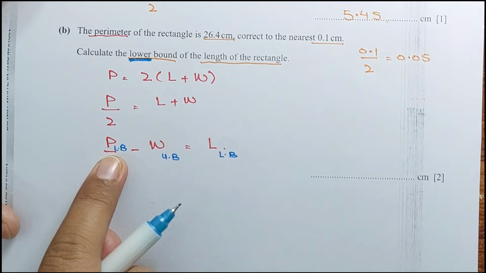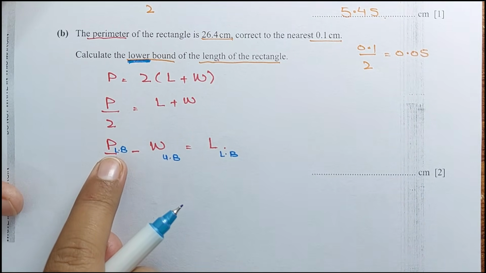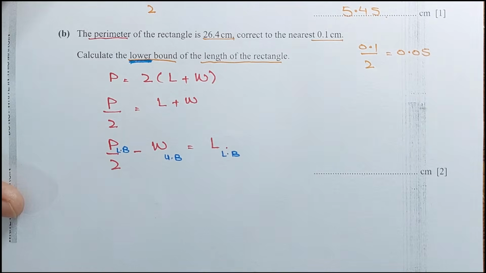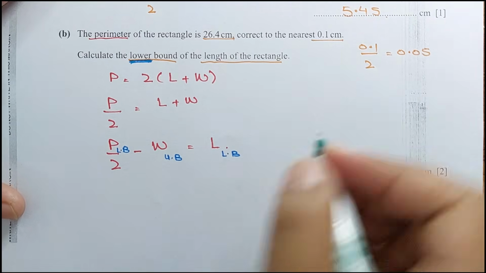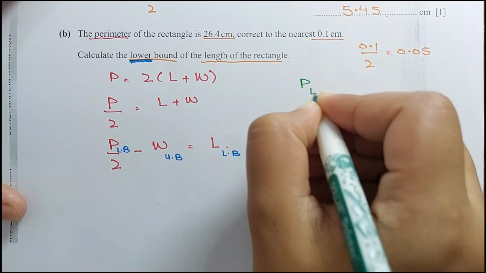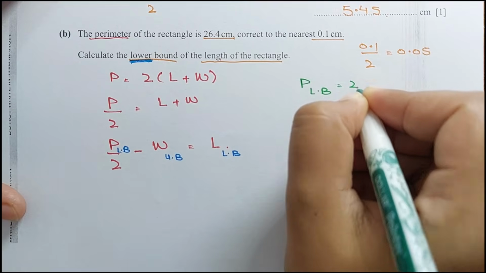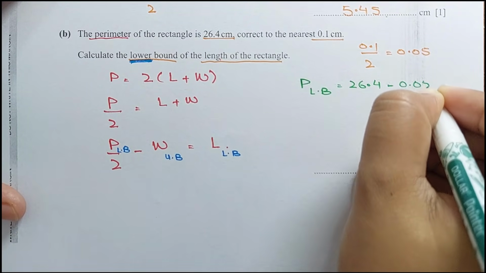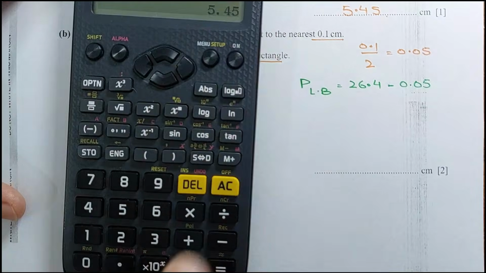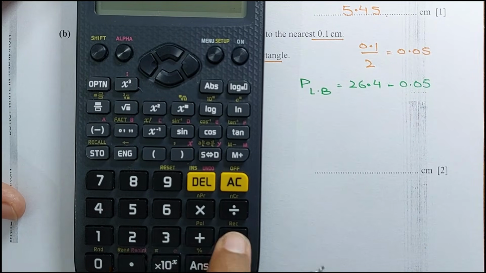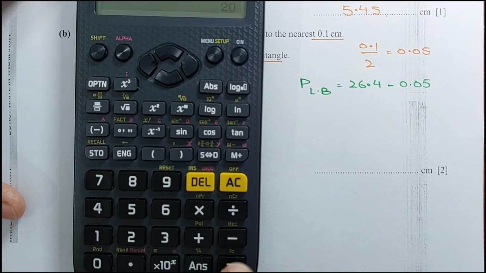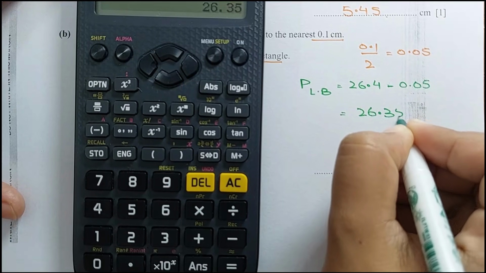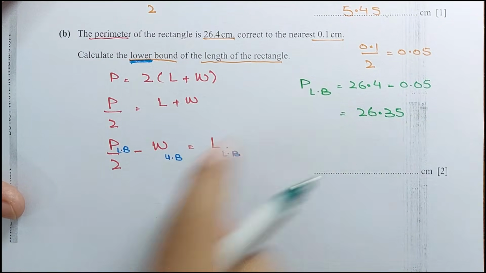We need to find out the perimeter lower bound. Okay, let me work out the perimeter lower bound. It means in the perimeter 26.4, you have to subtract 0.05. That is the lower bound of the perimeter. This is 26.4 subtract 0.05. This is going to be 26.35 centimeter. That is my perimeter lower bound.